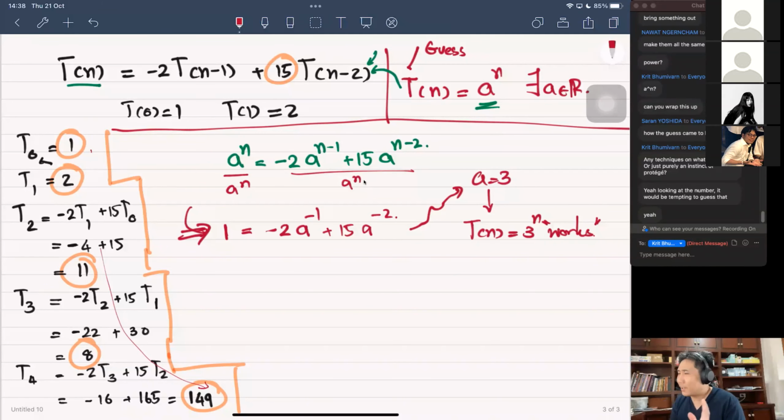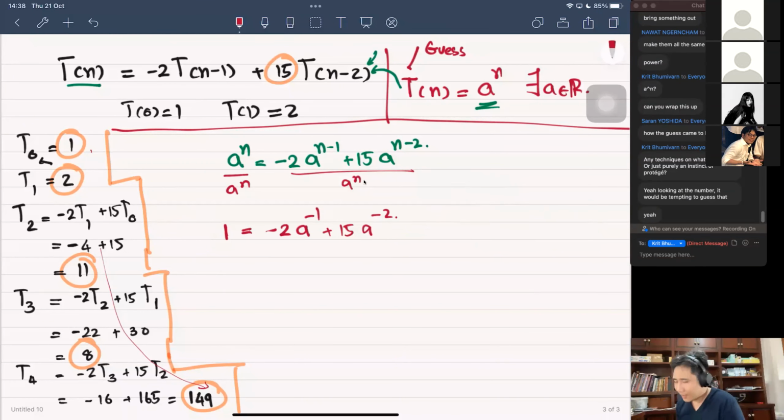Okay, so let's solve this. Let's solve this for A for real. I'm not sure if it's 3 or not. So what should I do to solve this? What's so tempting to do to solve this? But now you know the reason we solve this is because we want to find the A that works.